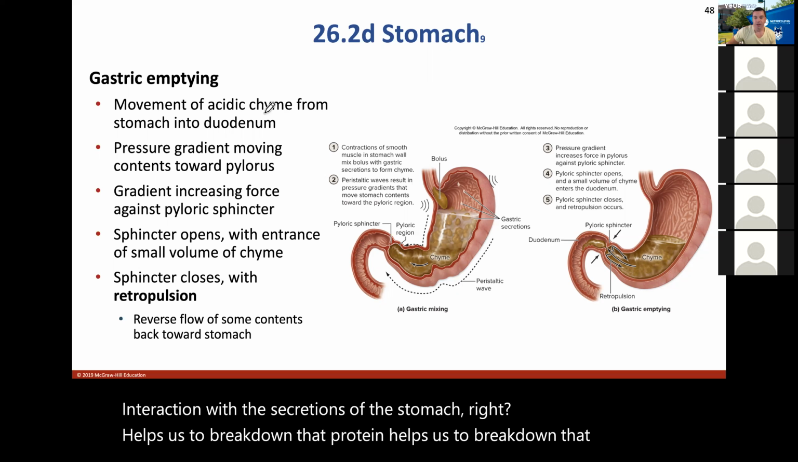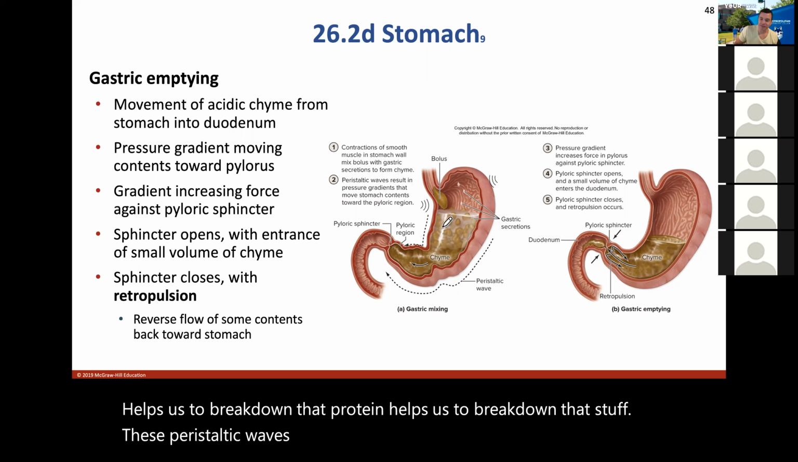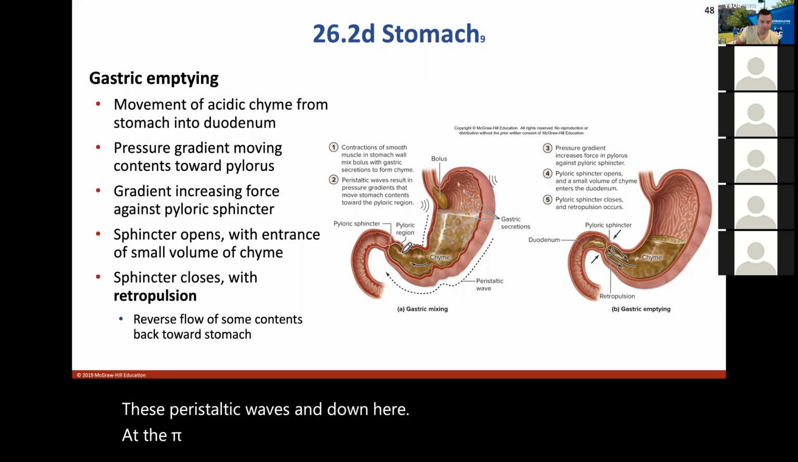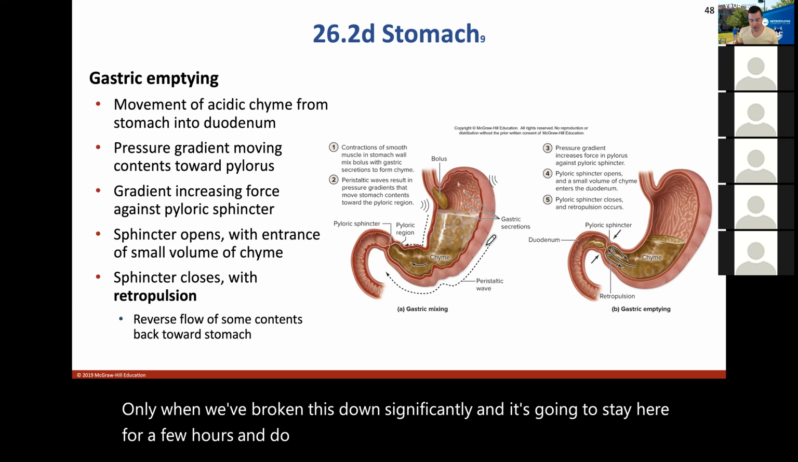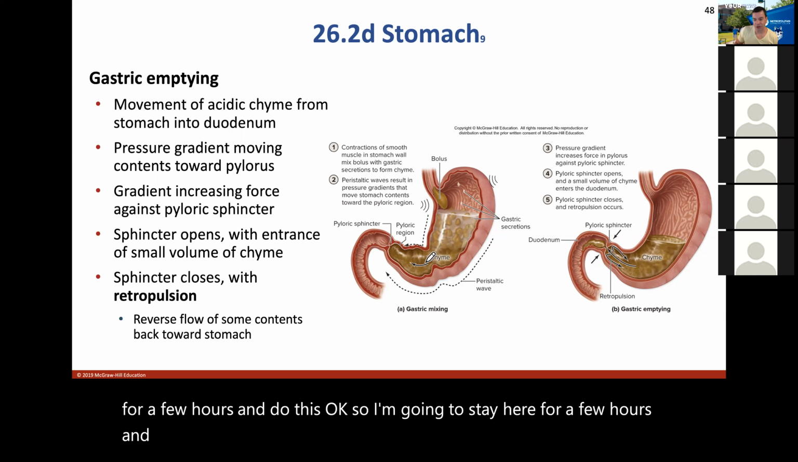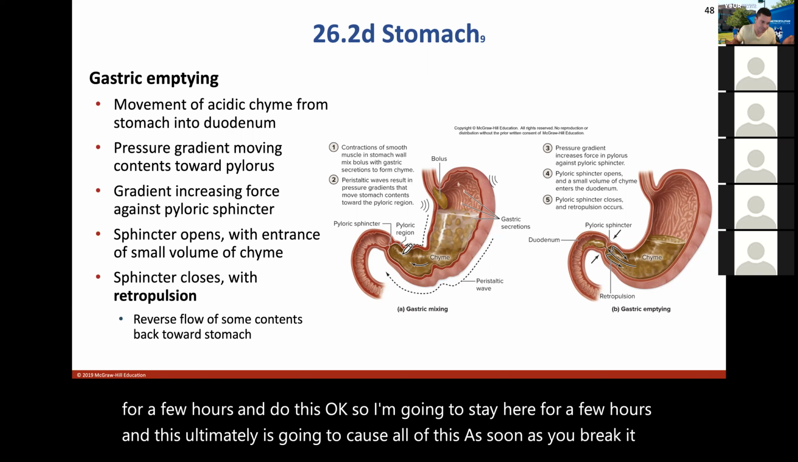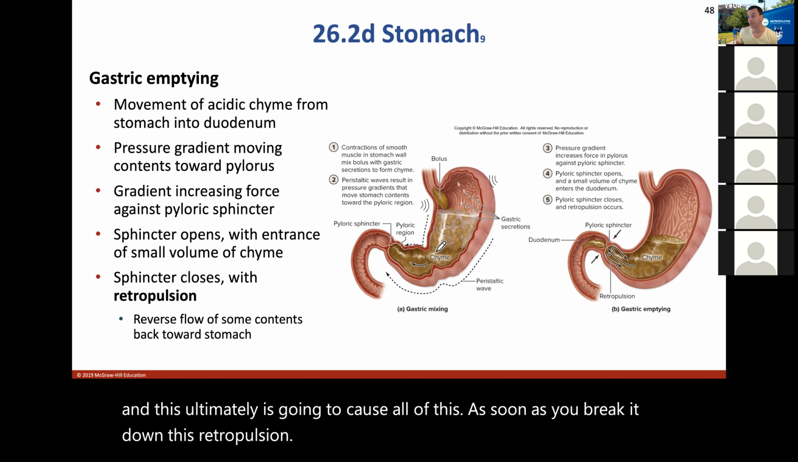Okay. These peristaltic waves end down here at the pyloric sphincter. It's usually closed. Only when we've broken this down significantly, and it's going to stay here for a few hours and do this, okay? And this ultimately is going to cause all of this, as soon as you break it down, this retropulsion, to get that sphincter to open up.